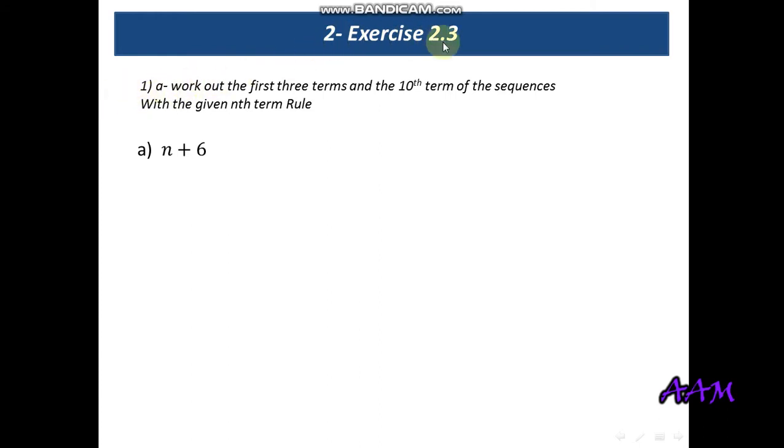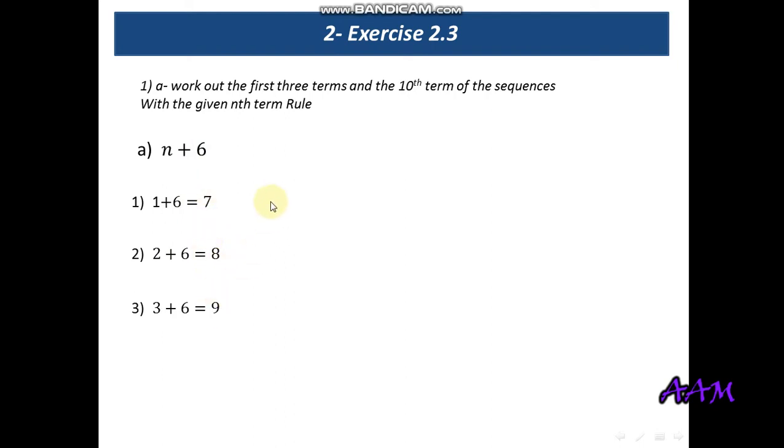Number 1, Exercise 2.3. Number 1a: work out the first 3 terms and the 10th term of the sequences with the given nth term rule. So he gave you the rule, only he needs you to apply it for the first 3 terms, and the answer is this: the first term, second term, and third term. The first 3 terms: 1, 2, 3, plus 6 gives 7, 8, 9. What are 7, 8, 9?